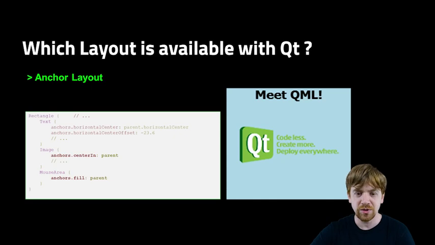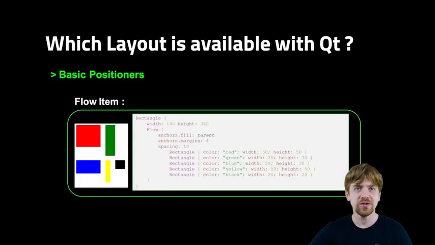The other one that we use a lot is anchors fill. Here it applies to a mouse area to activate, for example, the click, and to be able to click on all the area of our parent. It's also really useful when you want to have an adaptive UI. Often your main component you will put as filling the whole UI to be able to display on different screen sizes. The next kind of layout is positioners.